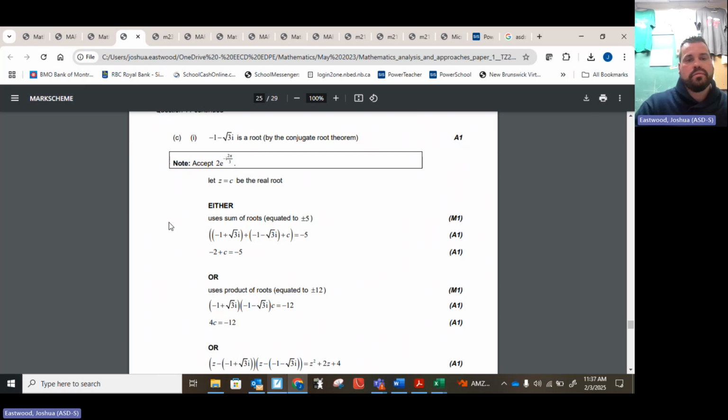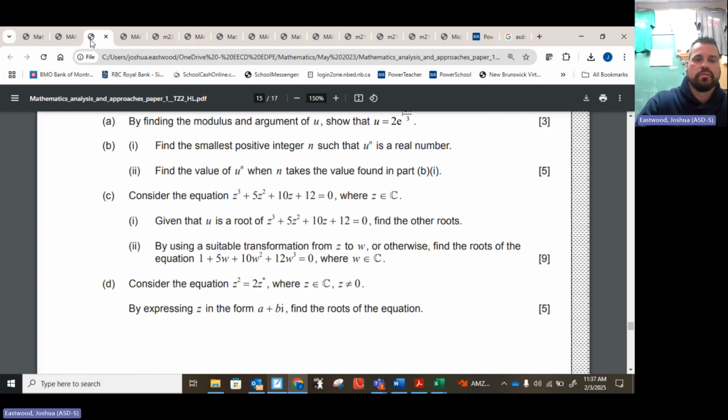So you can see either you add the roots up to get your value. The sum of the roots has to be the second term's coefficient. That's where that -5 is coming from. It's coming from here. Okay.